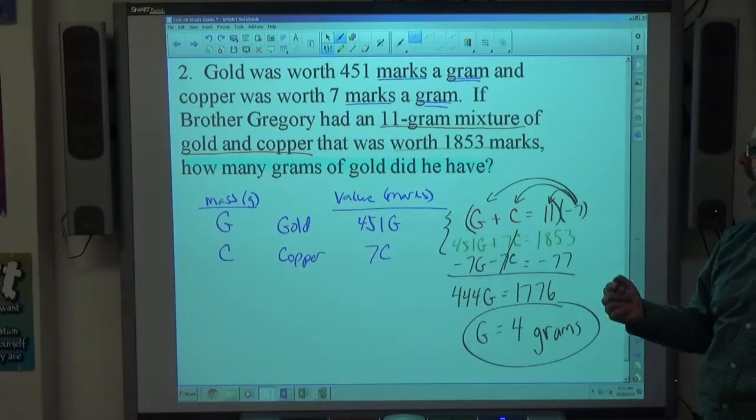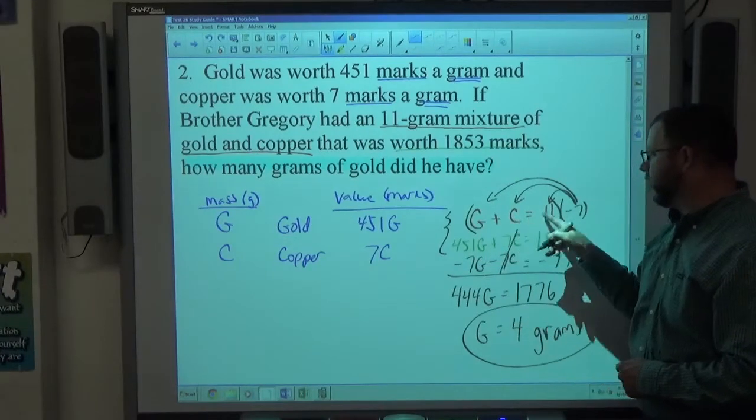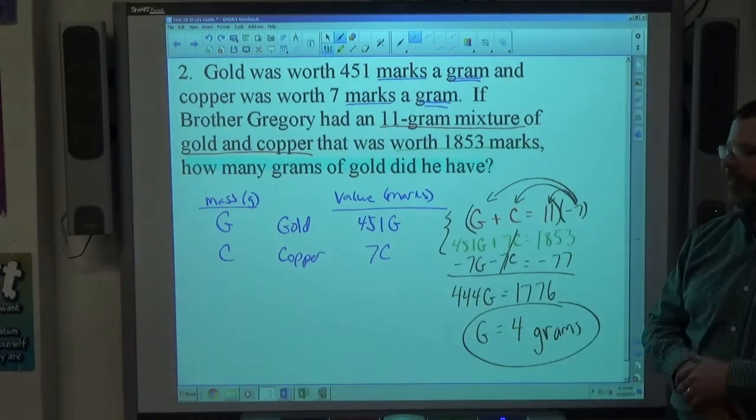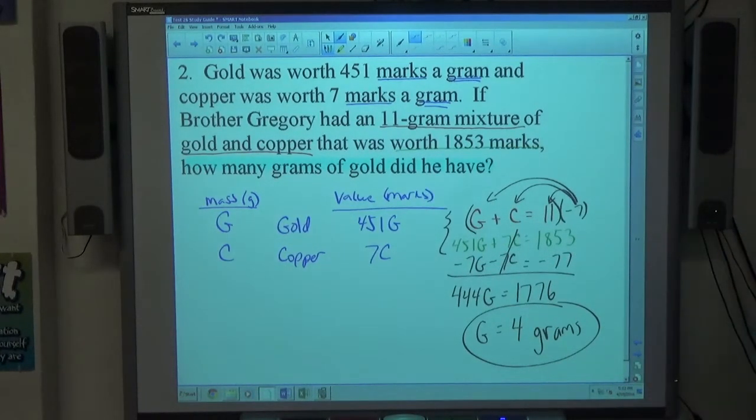If they ask for how much copper did he have, 4 plus 7 makes 11, so 11 grams of copper, we could easily find that. But again, all they asked us for was gold, so just give me that answer.